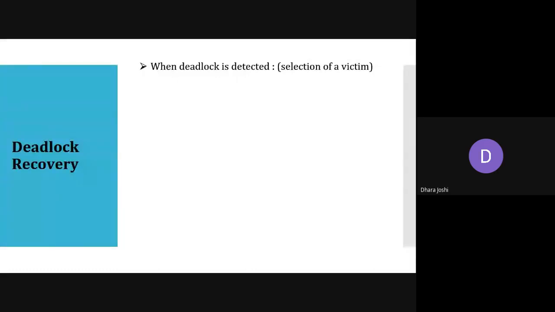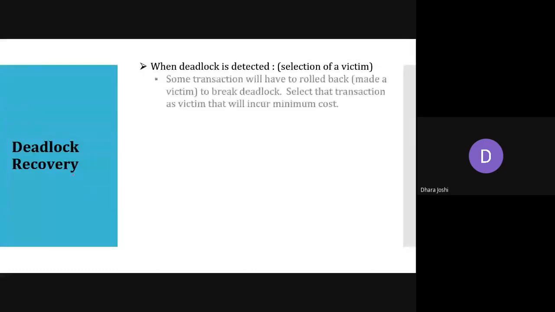So the selection of the victim, how to select it? Some transaction will have to be rolled back to break the deadlock. Select the transaction as a victim that will incur minimum cost. अगर हमारे पास multiple transaction है तो हमें कौन सा transaction roll back कराना है? It is the major question. So for that, we'll go for the transaction that has the minimum cost. So how to identify the cost of each and every transaction?